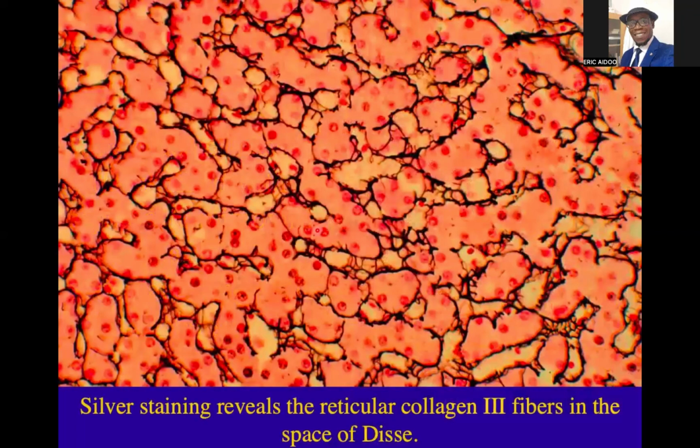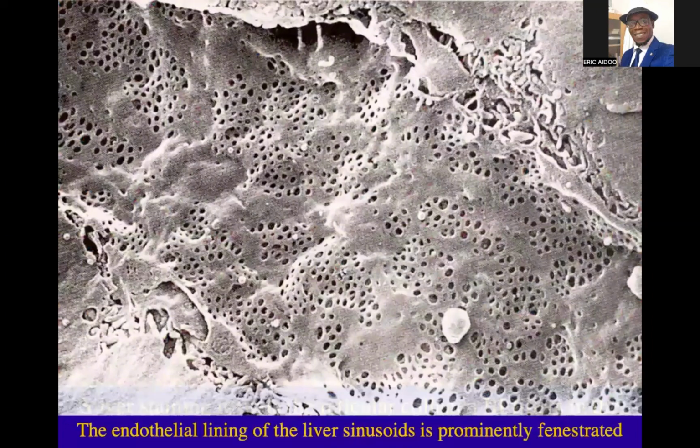When you stain the liver with silver, you have the collagen coming out as black threads. All these are the liver reticulin, collagen type 3. This is an electron micrograph. More like a scanning electron micrograph, which is scanning the inside of a sinusoid, with the endothelial cells showing. So these are the fenestrae you find within the endothelial cells, which will allow for passage of substances.